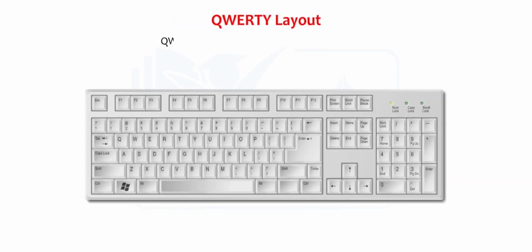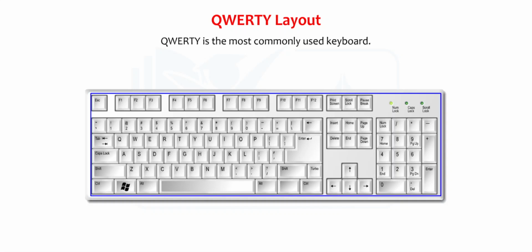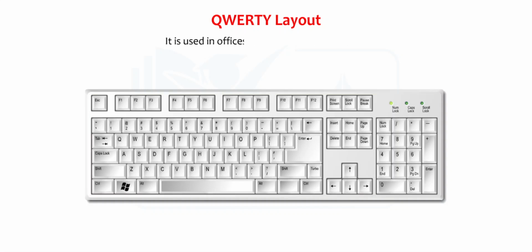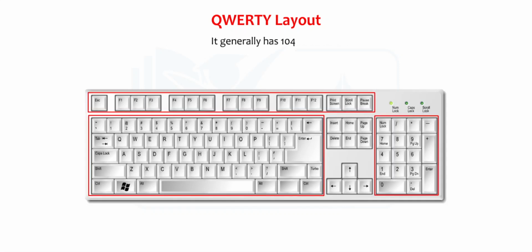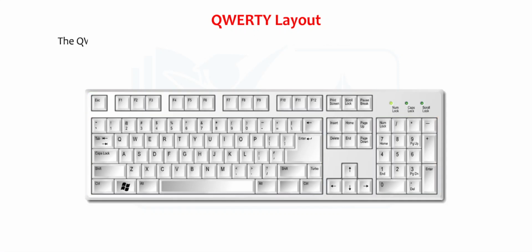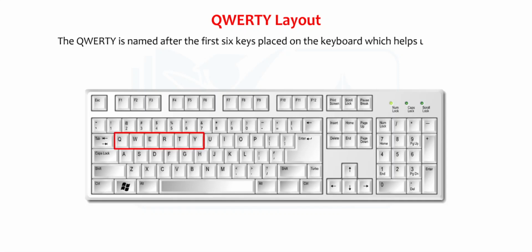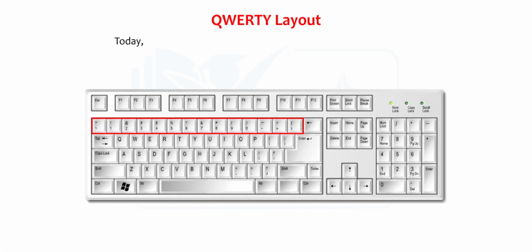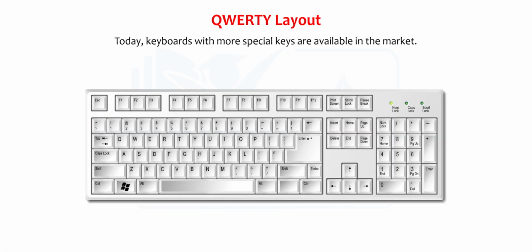QWERTY layout. QWERTY is the most commonly used keyboard. It is used in offices, schools and other places. It generally has 104 keys. The QWERTY is named after the first 6 keys placed on the keyboard which helps us type fast. Today, keyboards with more special keys are available in the market.